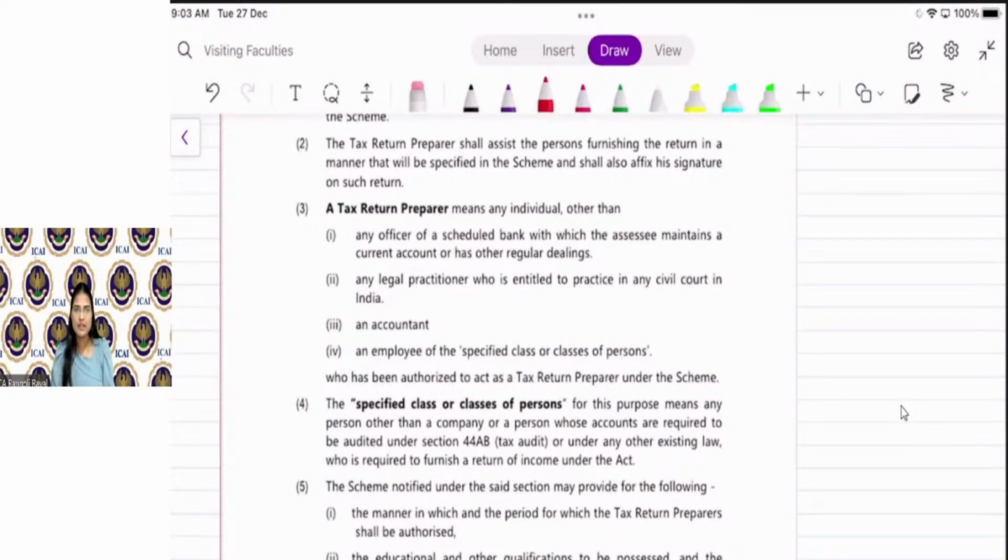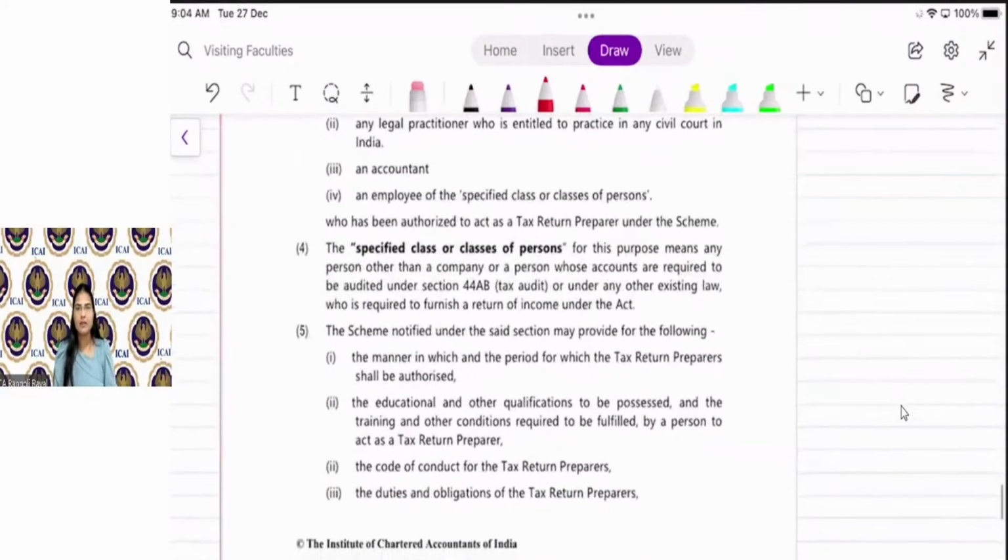Tax return preparer means any individual other than an officer of a scheduled bank. If you are an officer of a scheduled bank, then you cannot act as a tax return preparer. Also excluded is any legal practitioner, because they are eligible to file their client's return. An accountant too: as a chartered accountant, you cannot call yourself a tax return preparer because you are providing consultancy to your client for filing the return of income. Also, an employee of the specified class or classes of company who has been authorized to act as tax return preparer under the scheme.